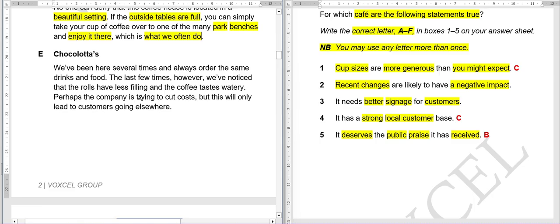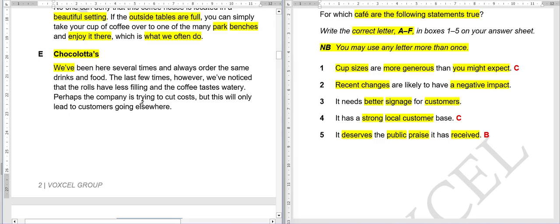Let's read E paragraph. Chocolatas. So this is the name of the cafe. We have been here several times and always order the same drinks and food. So the reviewer is saying that he or she goes there a lot of times and orders the same food there.